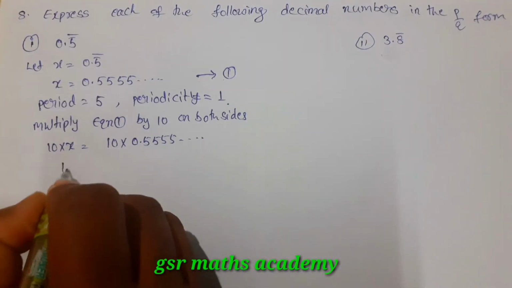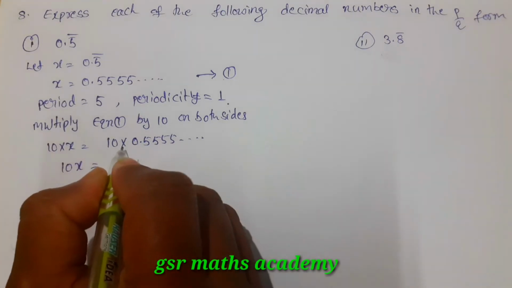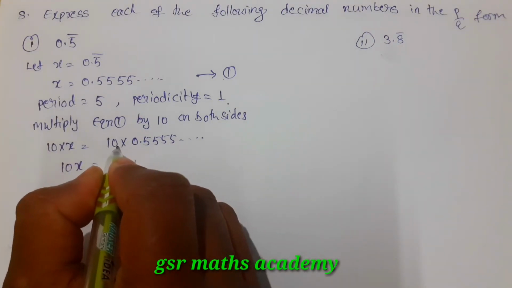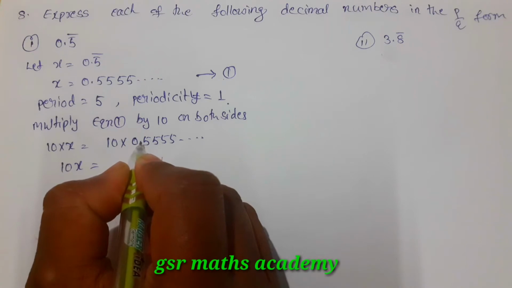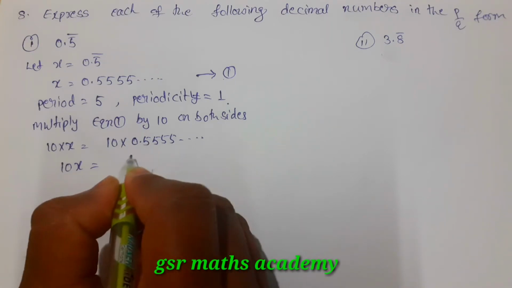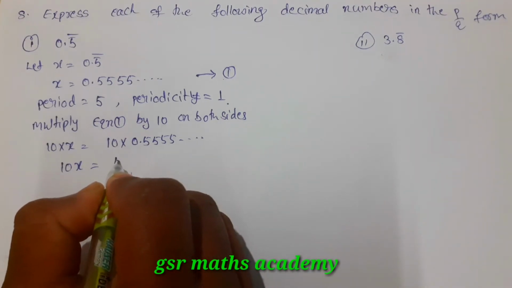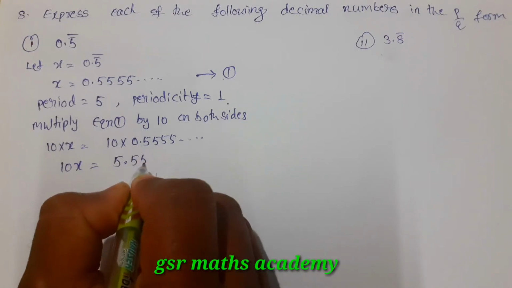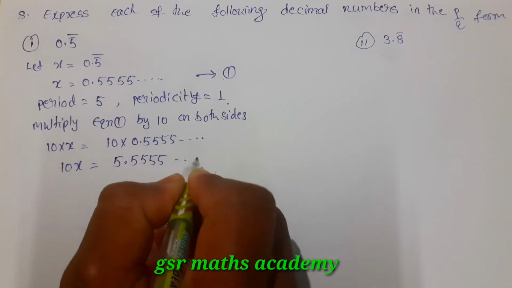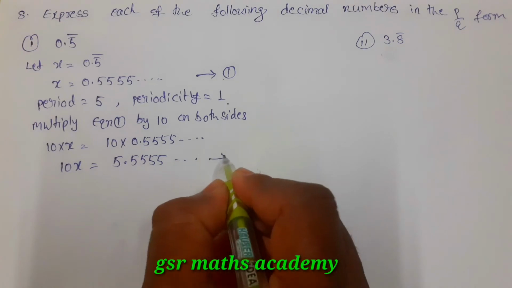Okay, from this what are we going to get? 10 into x is 10x. 10x is equal to, if you multiply any decimal number by 10, the decimal point moves towards the right by one step. So on doing so, you get 5.555 and so on. So this is the second equation.